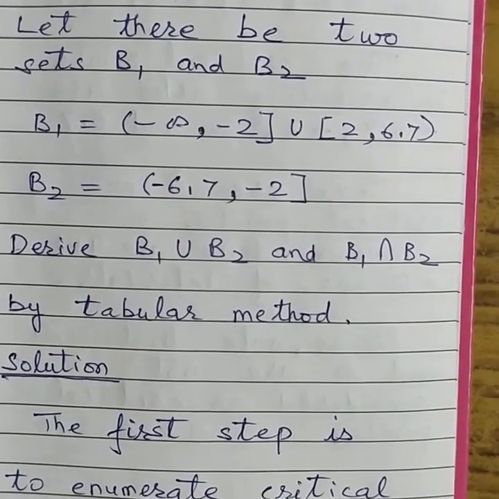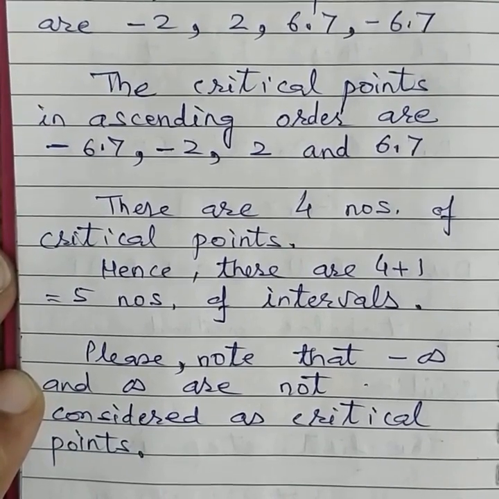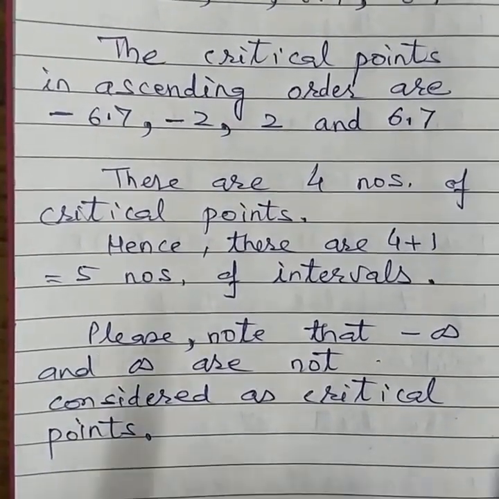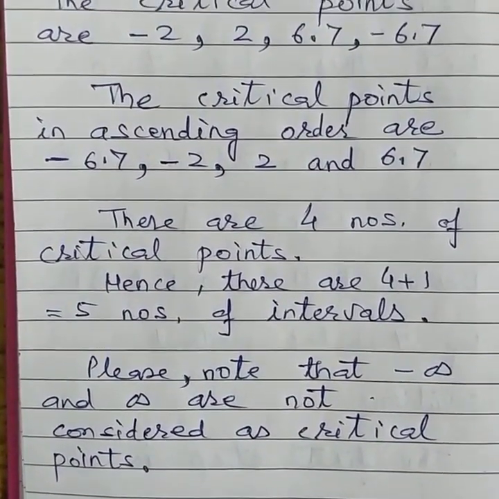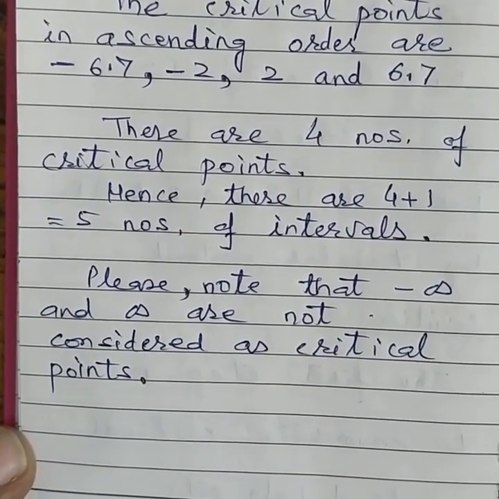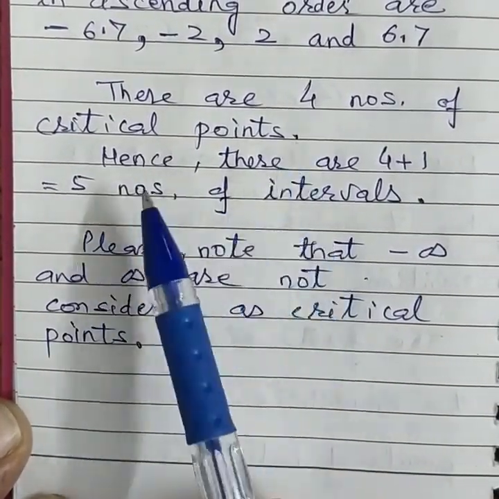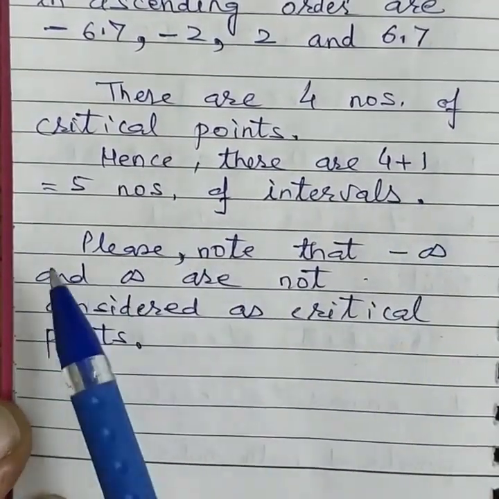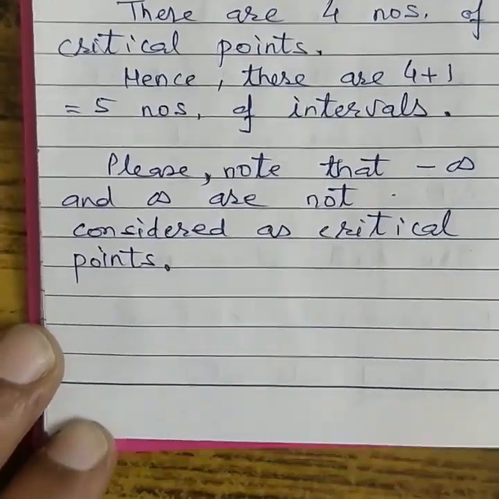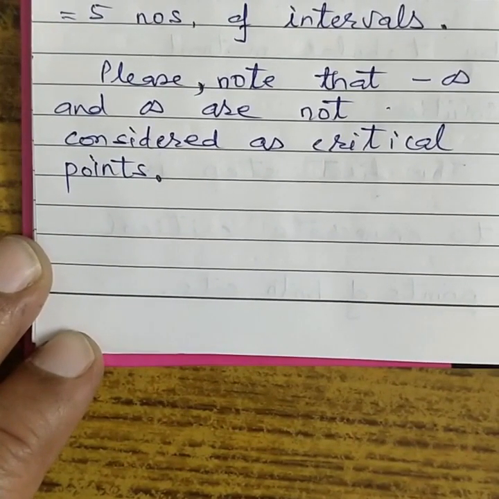Solution. The first step is to enumerate critical points of both sets. The critical points are -2, 2, 6.7 and -6.7. The critical points in ascending order are -6.7, -2, 2 and 6.7. There are 4 numbers of critical points, hence there are 4 plus 1 equals 5 numbers of intervals. Please note that -infinity and infinity are not considered as critical points.